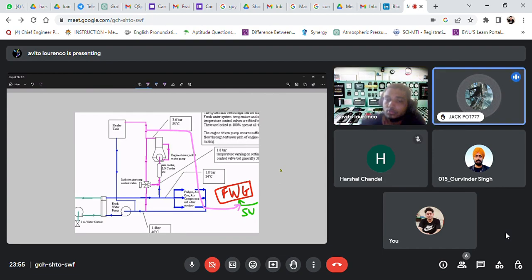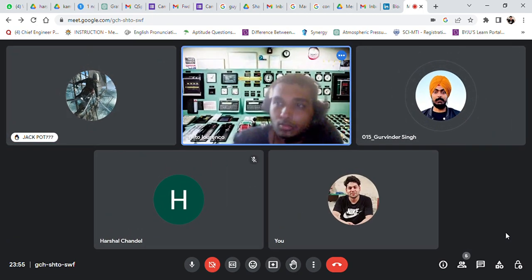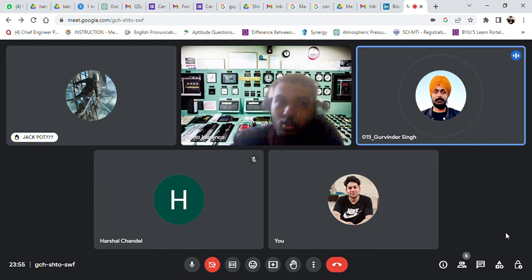I have shared a picture of the freshwater generator with you previously. Can you see my screen diagram? Wait, wait.